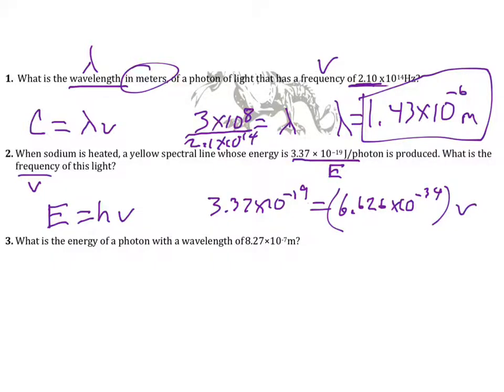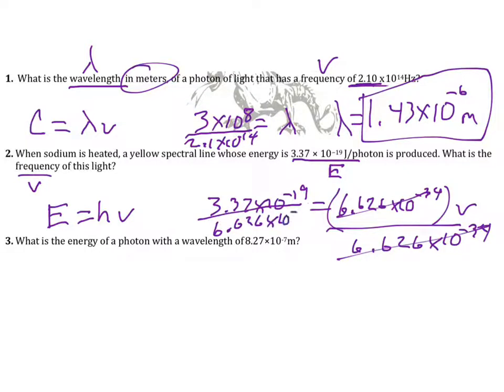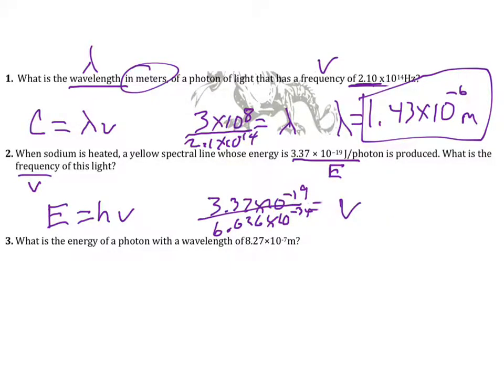And now all we need to do is solve for v using algebra. And it's just like before. We're going to end up dividing by 6.626 times 10 to the negative 34 on this side, because this will cancel it out, giving us v by itself. But whatever you do to one side, you have to do to the other side as well. And so that's what we end up with, frequency is equal to those numbers dividing each other.